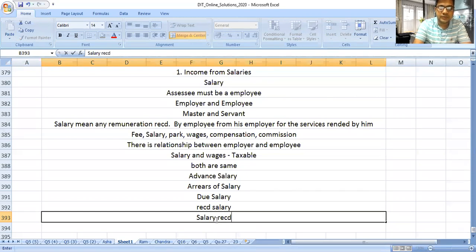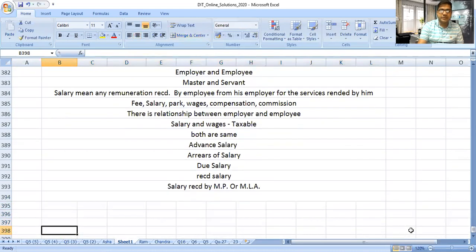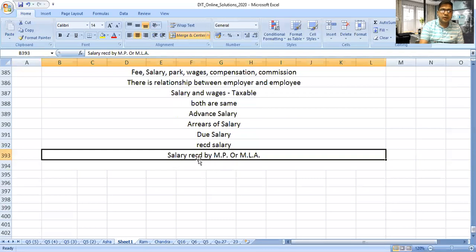Salary received by MP or MLA. Now my next question is whether salary received by an MP is taxable. MP means Member of Parliament, called खासदार. Or MLA, Member of Legislative Assembly, आमदार. Salary received by MP or MLA. Now my question: whether such salary is taxable as an income from salary?